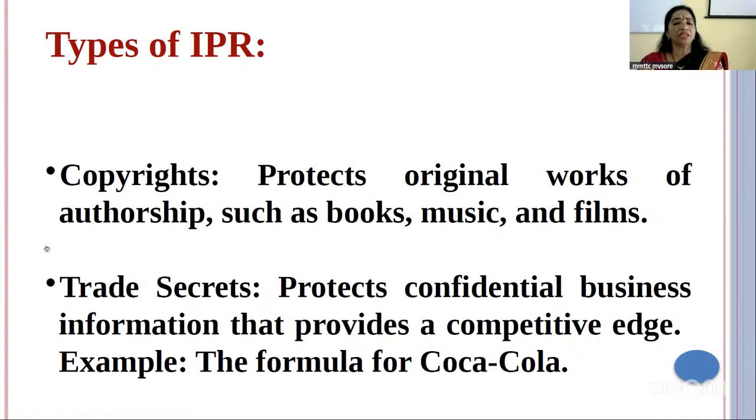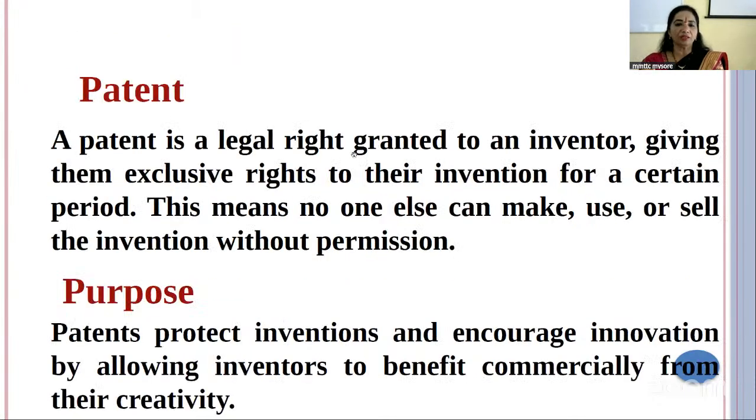And next is trade secrets. This protects confidential business information that provides a competitive edge, like Coca-Cola. So KFC. Whether they are going to reveal their recipes, no, right? All these companies will have trade secrets that will also be protected.